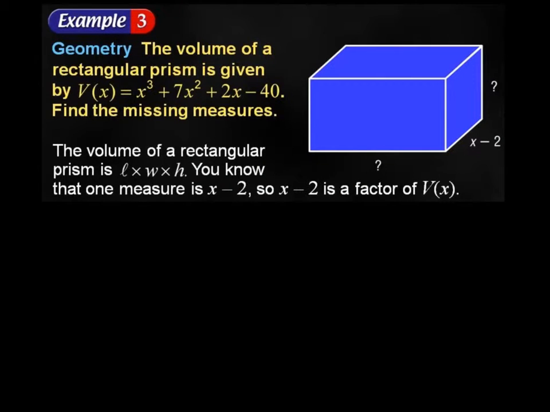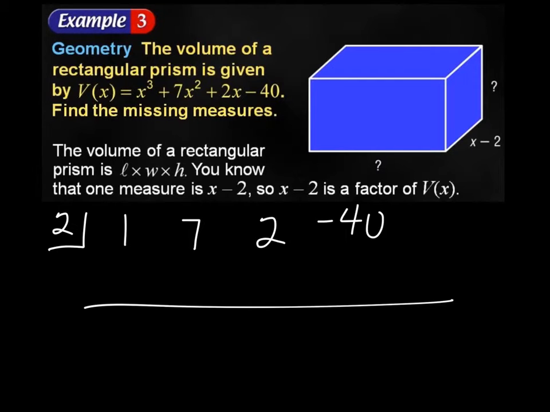The volume of a rectangular prism is given by v of x equals x cubed plus 7x squared plus 2x minus 40. Find the missing measures. Well, we know how to find the volume of a rectangular prism, length times width times height, and they told us that x minus 2 is one side, so x minus 2 must be a factor of our function v of x. So that means we can set up our synthetic division, and away we go.